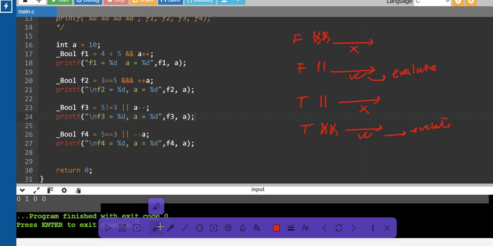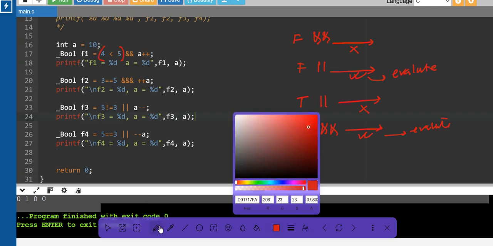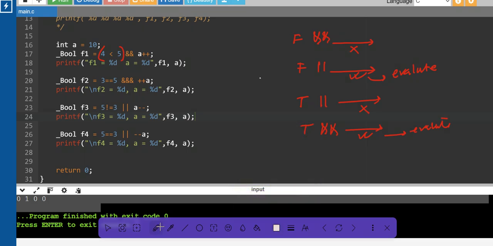So let's follow this criteria here. Again, the relational part will be evaluated first, followed by the logical part. Do not get confused. 4 less than 5 is true or false? True. So 1. It is logical AND operator, so this side is true. So it will also evaluate the second part. So let us now evaluate. What we have? We have a plus plus. So it is post increment. In post increment, first assign the value.